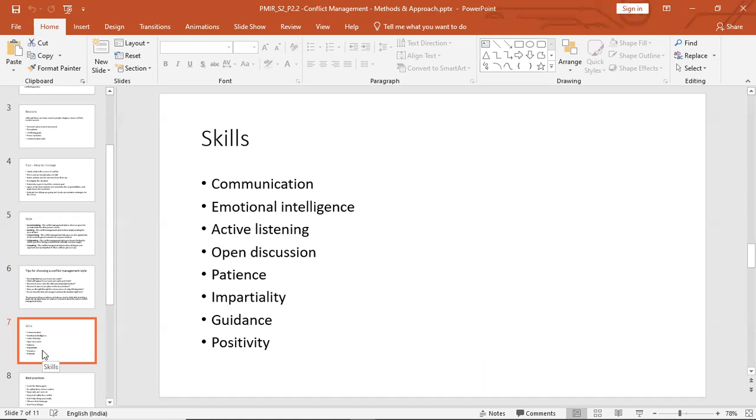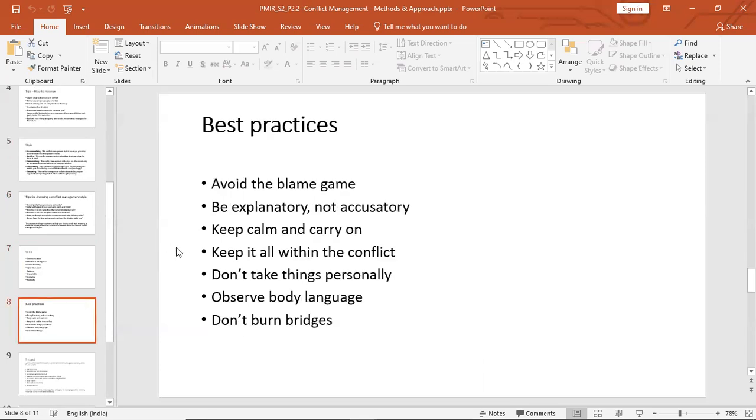Then, what are the skills required to manage? Communication, emotional intelligence, active listening, open discussion, patience, impartiality, guidance, positivity. These are the skills required to manage the conflict, and a good conflict manager, all the skill is required. What are the best practice required in conflict management? While managing the conflict, what is you need to do? What are the best practice?